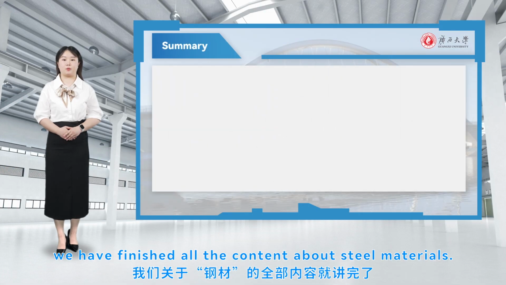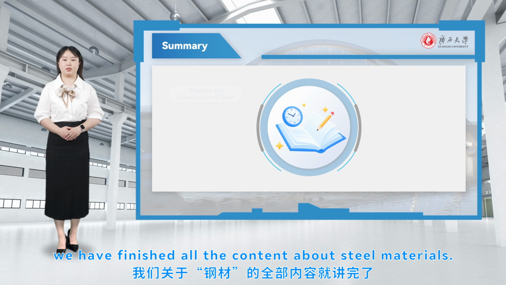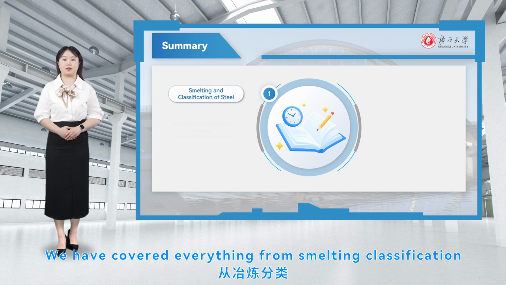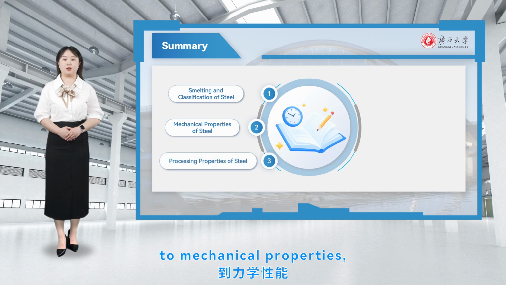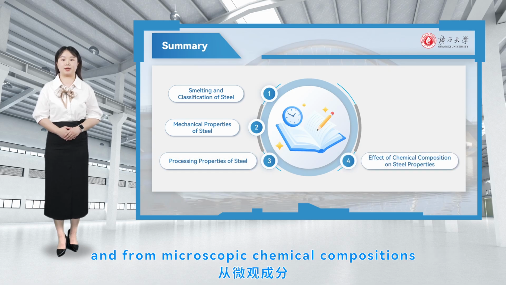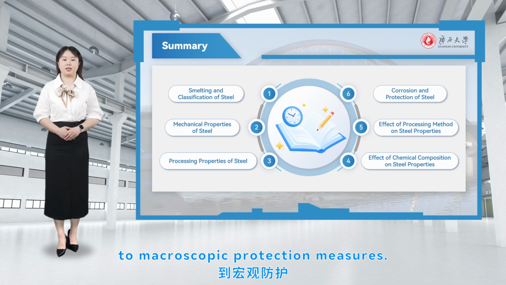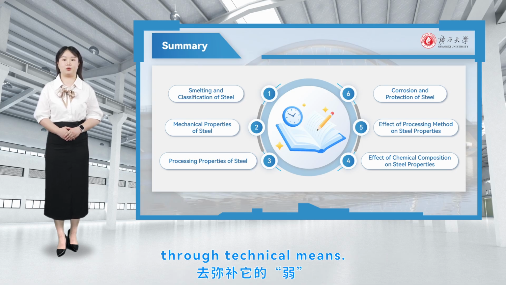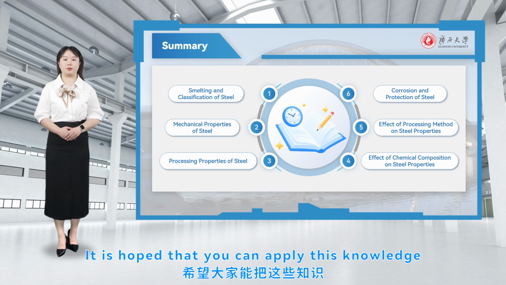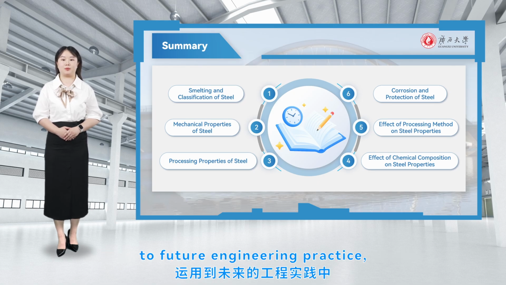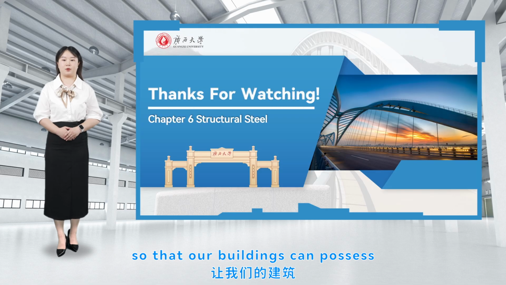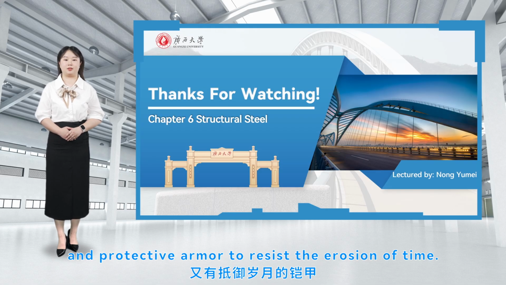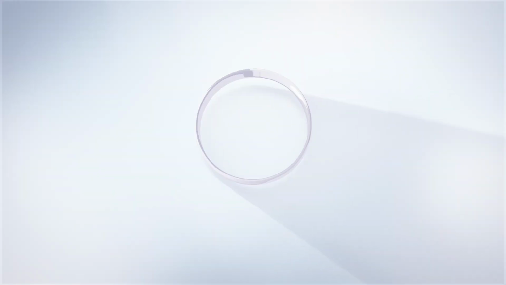Everyone, up to this point, we have finished all the content about steel materials. We have covered everything from smelting classification to mechanical properties, and from microscopic chemical compositions to macroscopic protection measures. We should not only know how to utilize the strength of steel, but also learn to make up for its weaknesses through technical means. It is hoped that you can apply this knowledge to future engineering practice, so that our buildings can possess both steel-like firm frameworks and protective armor to resist the erosion of time.